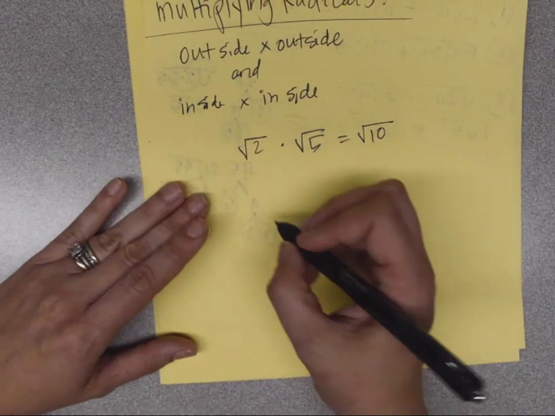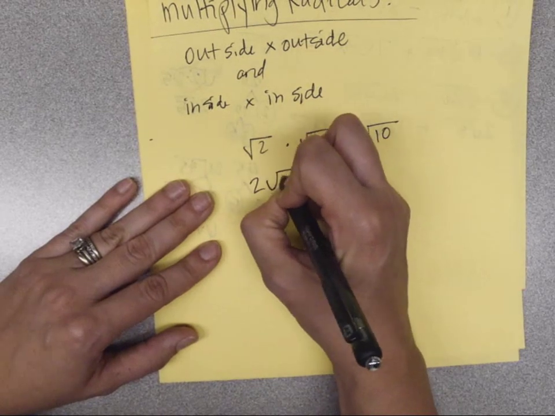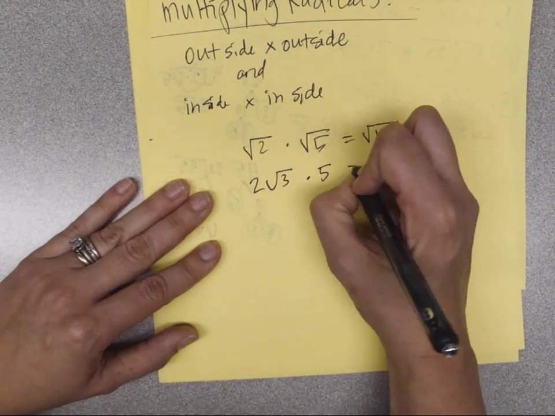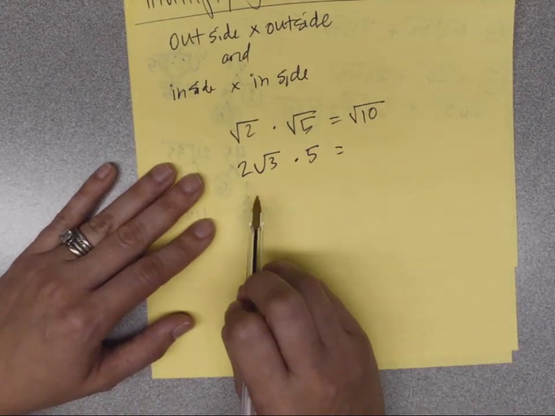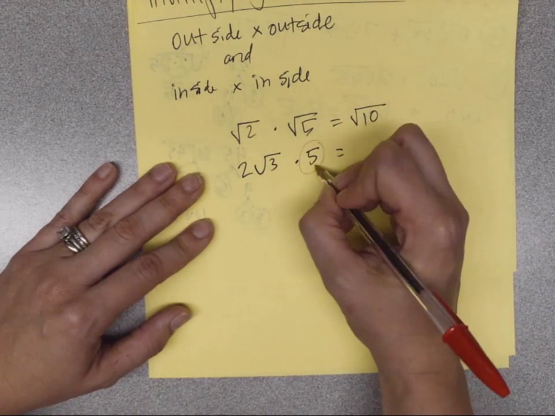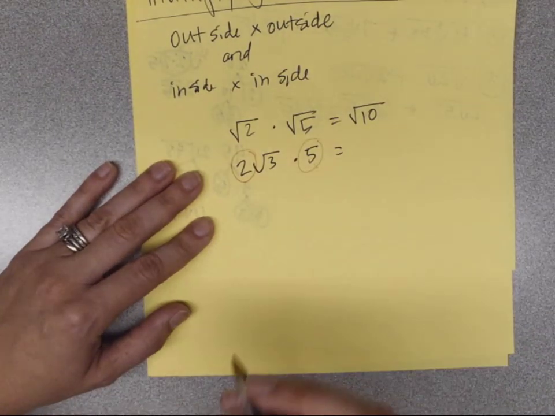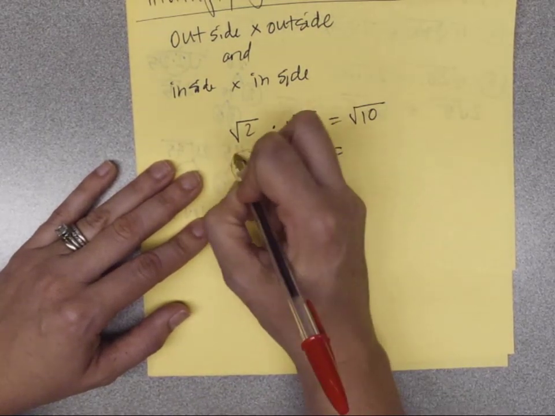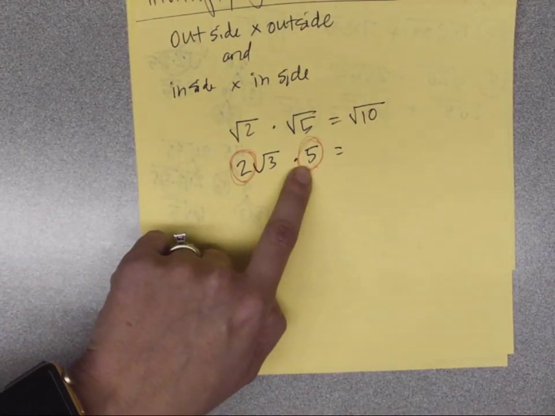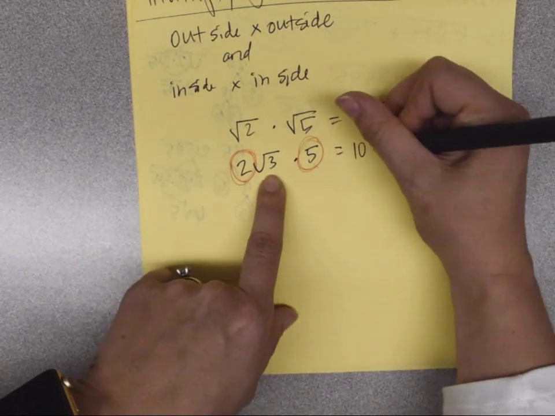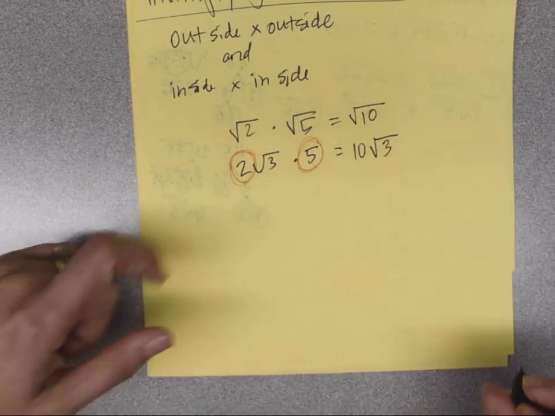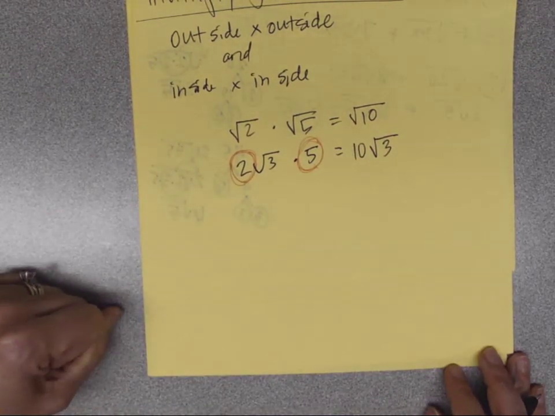Okay, if I had 2 square roots of 3 times 5. Notice this 5 is an outside number because it does not have a square root on it. This 2 is an outside number, so that's what I multiply together, the 5 and the 2. 5 times 2 is 10, and this inside number stays the same. It's still the square root of 3, so 10 times the square root of 3.